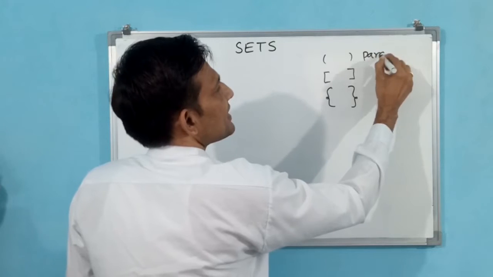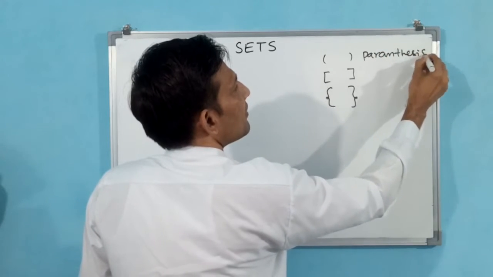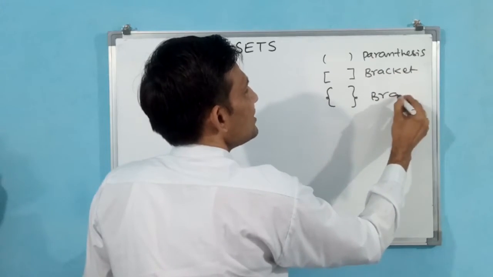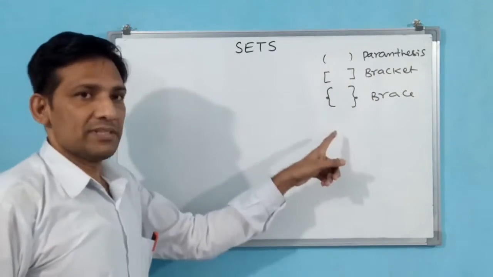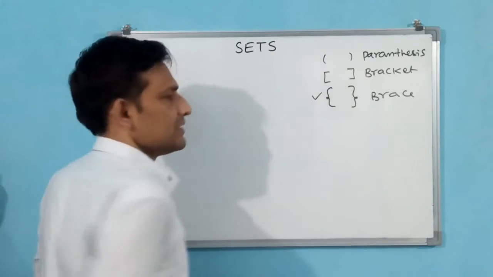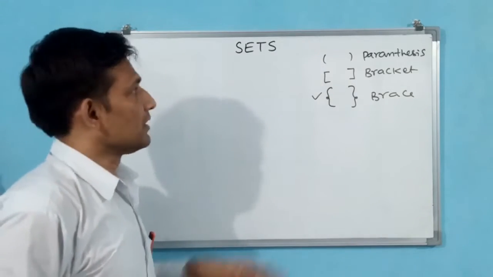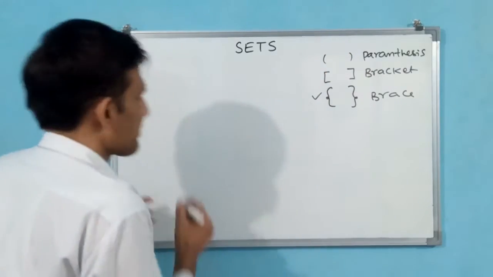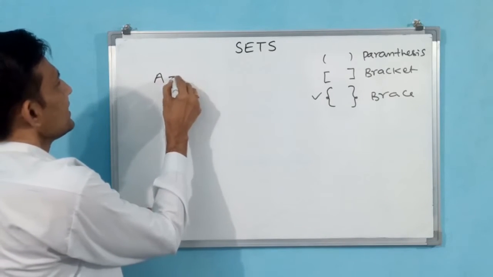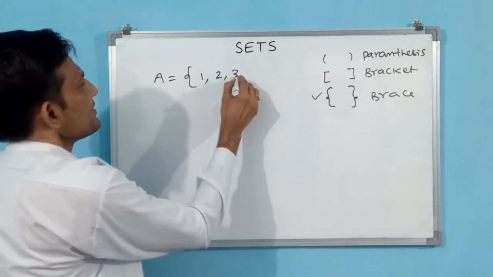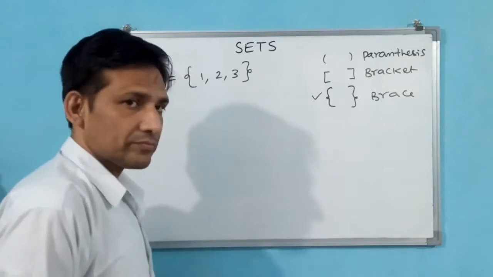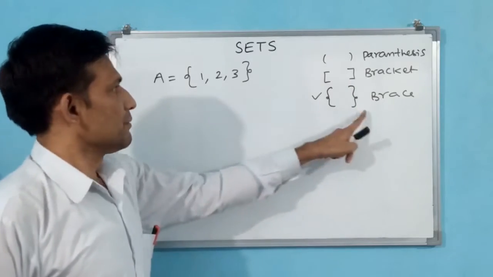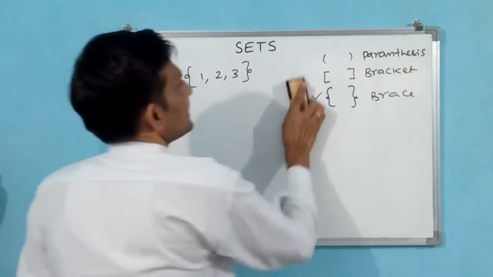This is parenthesis. This is bracket. This is brace. Among the three, sets are going to be represented with this brace. Parenthesis, bracket, brace. We are going to represent sets with brace. How are we representing? You see here, A = {1, 2, 3}, like that. With the brace, we are going to represent the sets.